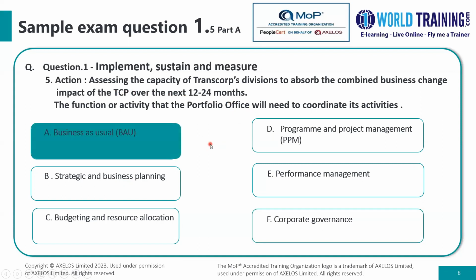The answer is A, business as usual. Now, in assessing Transcorp's capacity to absorb the planned business changes, the portfolio office will need to coordinate its activities with business as usual, because benefits realization is dependent on the capacity of BAU to absorb the required changes. That kind of brings us to the close of part A.